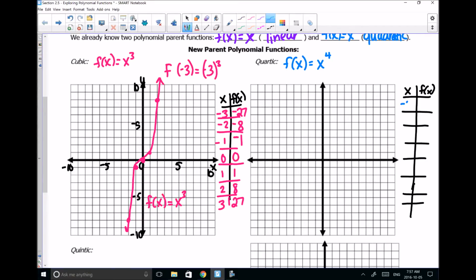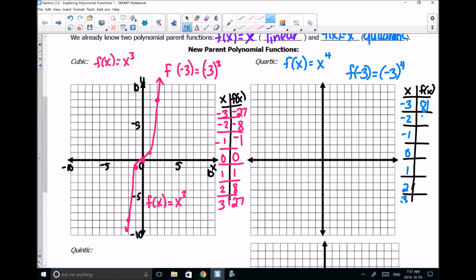But this time we're going to get some crazier, larger numbers. Okay? So when I do this right here, if I take f of -3 and I raise it to the power of 4, that means -3 multiplied by itself 4 times, so I get positive 81. Notice how when the exponent is even, I get a positive answer right here, okay? That's going to be a key feature of our polynomial functions, okay?